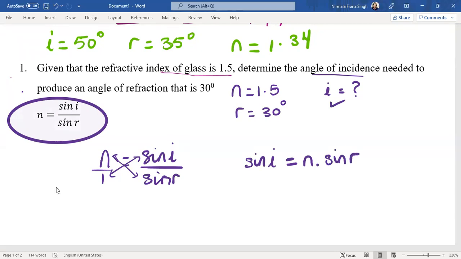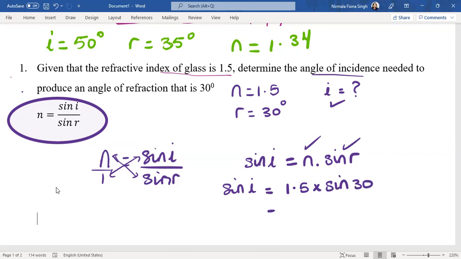And if you look here, I know what n is, I know what r is, I can work this out. Remember, this is the sine of an angle, so let's work out the sine first. So sine of i is equal to, what is n? 1.5 multiplied by the sine of 30.